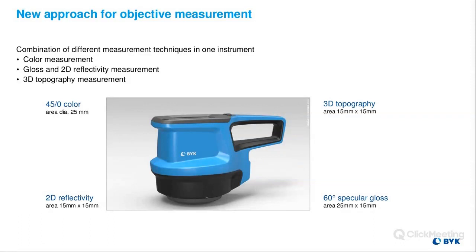So there you have it. We have our spectro2 profiler, which has 45:0 color measurement and 60-degree gloss measurement, the same great performance from our standalone spectro2 color instruments, as well as our standalone microgloss instruments. But this one is specifically for measuring grainy or structured surfaces. We also have that 2D reflectivity measurement, which is going to give us a more accurate representation of the reflectivity of the surface, and the 3D topography measurement, which is going to tell us things about the structure of the surface and how that structure is affecting the look of the surface.